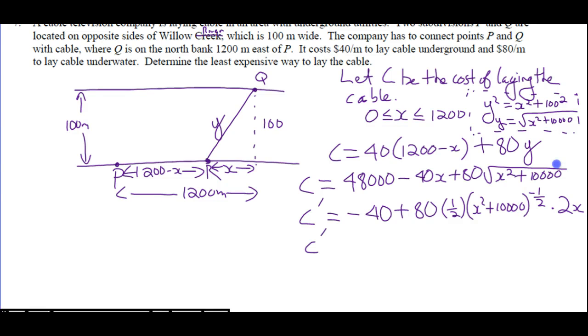Simplifying. So the 1/2 and the 2 take each other out. We got an 80x over the square root of x squared plus 10,000. Since x has to be greater than or equal to 0, it really doesn't matter. That's x squared plus 10,000, so that always has the square root, right? I mean, the lowest it could be is 10,000. So C prime exists everywhere. You can't make that 0.